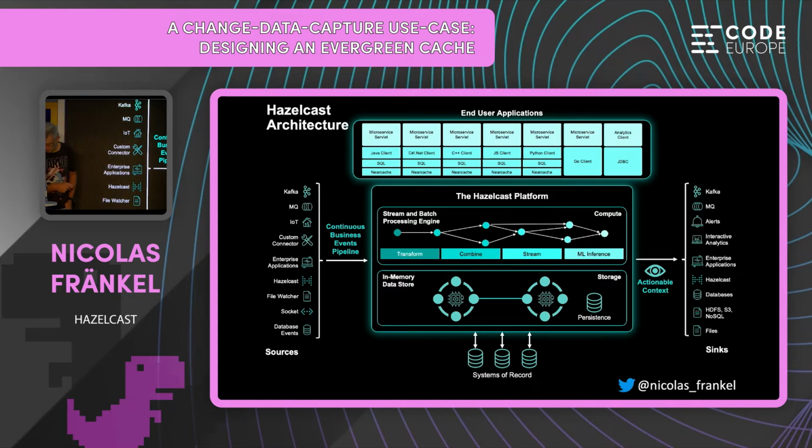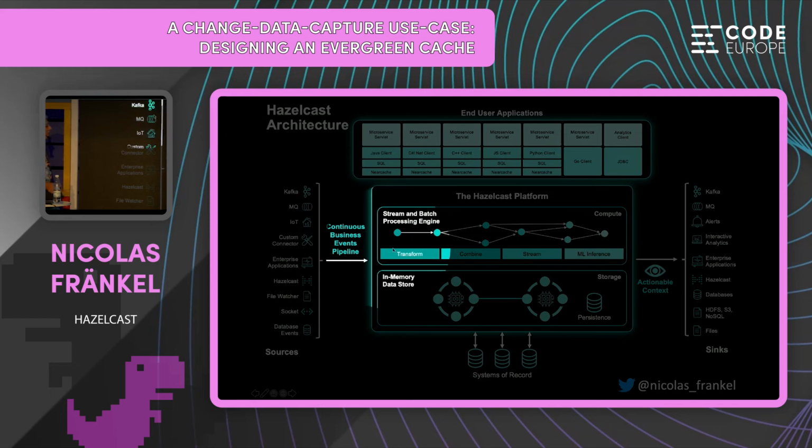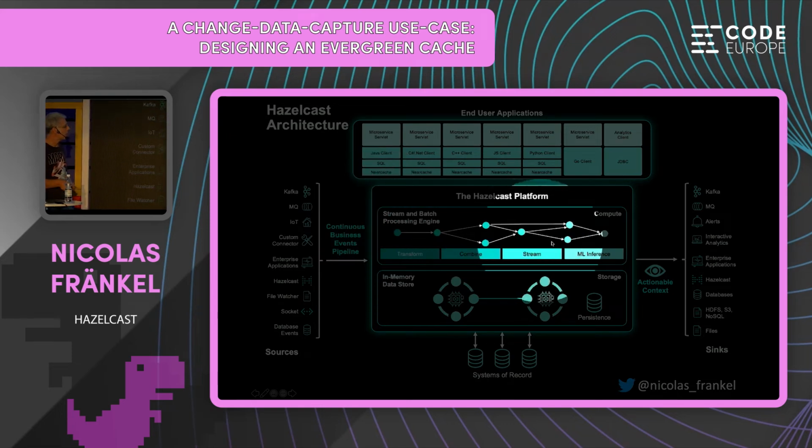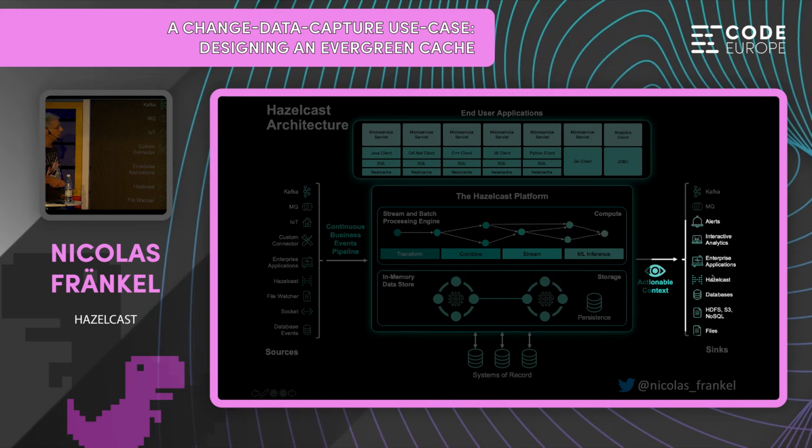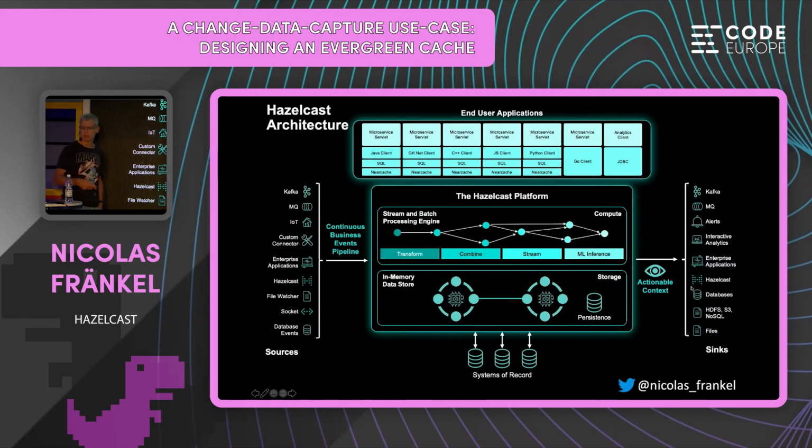So here, this is the Hazelcast platform. Again, here, batch and stream processing. And here in-memory data store, you get data from any of the sources and you write it down into any of the sources. So here we can say, hey, one of the sources is database events, and we will write it down into, I don't see it, but you can probably see it better than me, into Hazelcast, the in-memory data store, the cache itself.